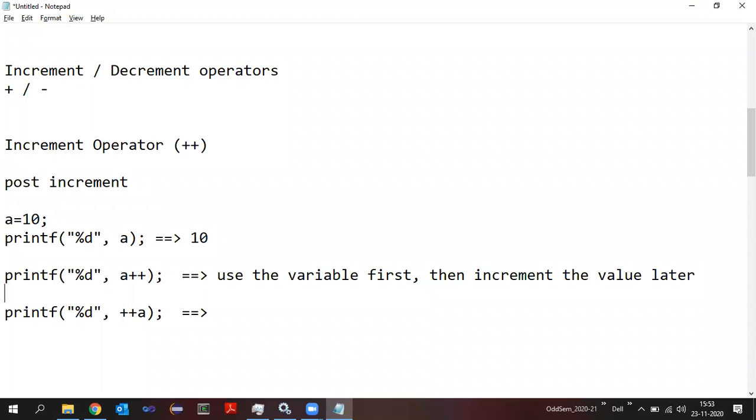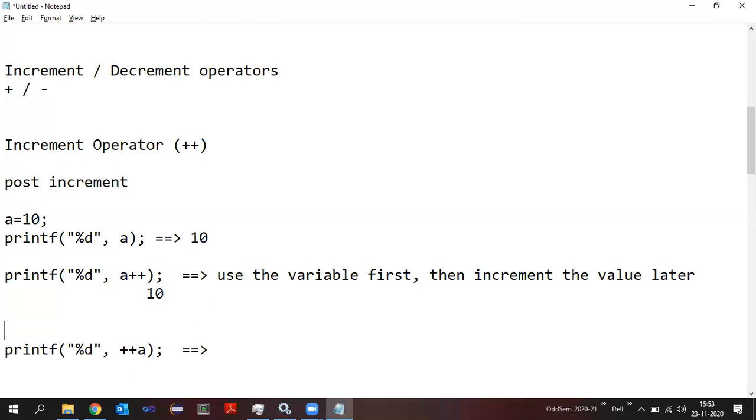Means a value. We are talking about what? A here. What is the value of a? It is 10. Use it first. Use it first means at this line, when this statement is executed, this instance of a plus plus will be treated as what? 10 only, because it is post increment. Post means what? Use the value first. Okay, I use the value. Using the value means what? In the printf statement, use the value first. So it will display 10.